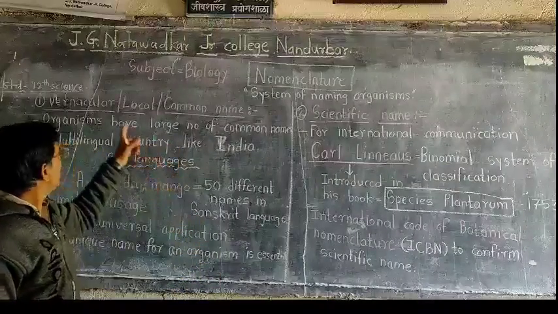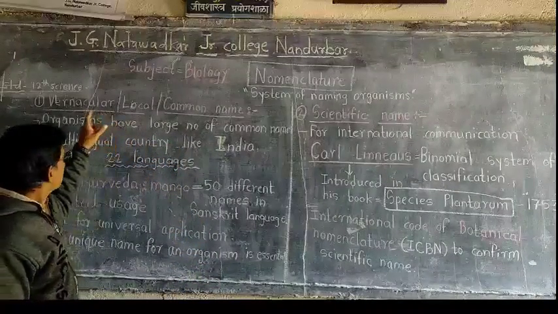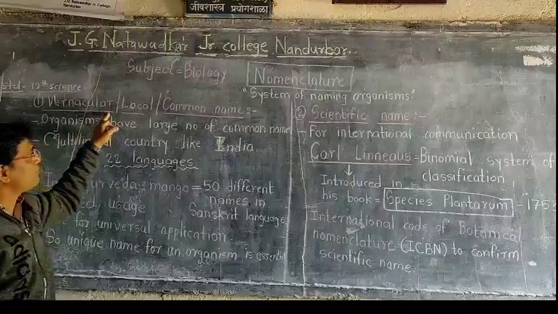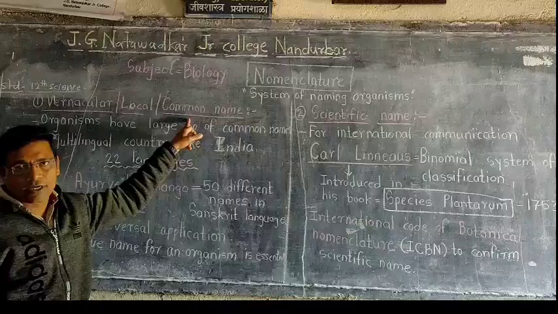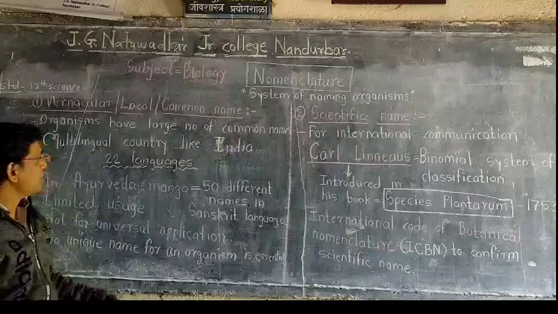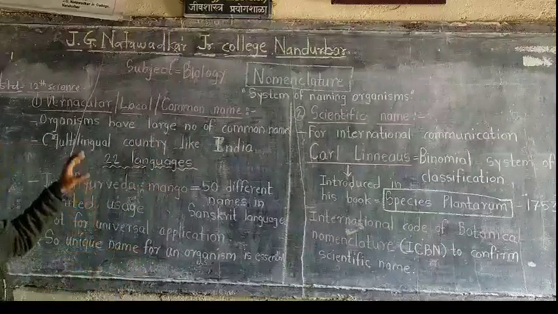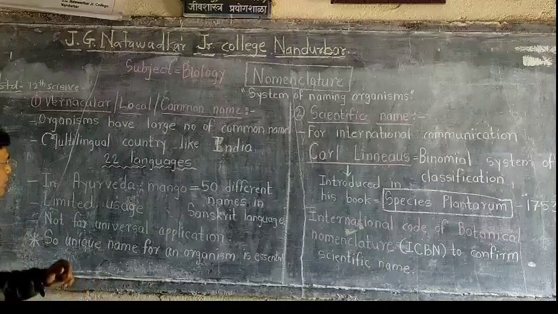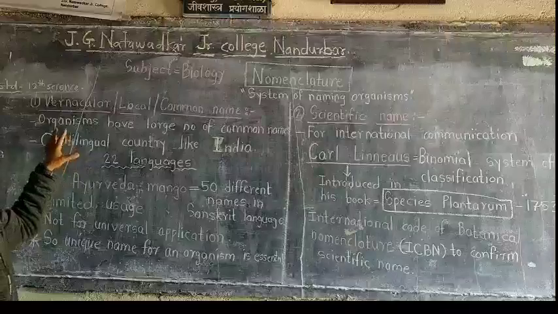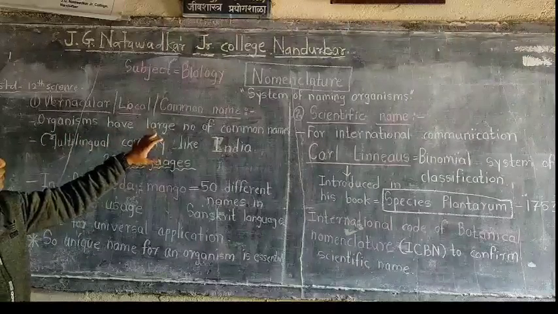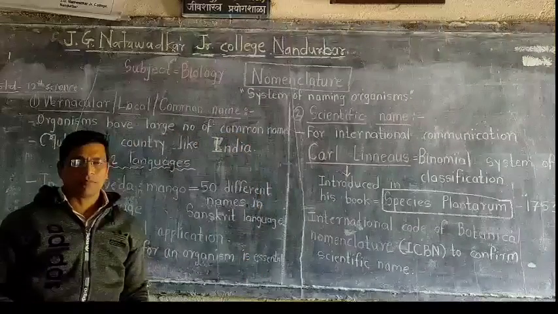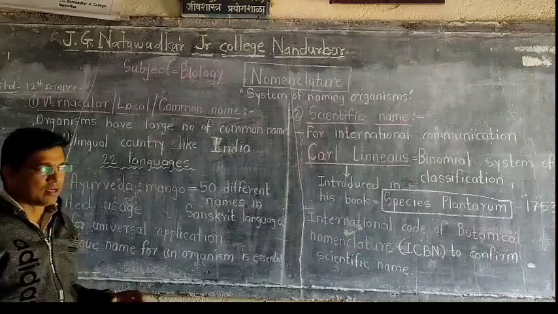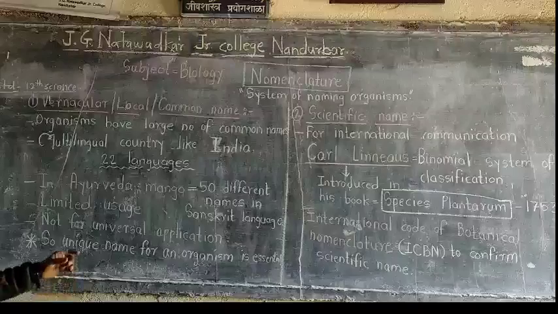There are two kinds of names of an organism: the vernacular name, or local name, which is also called the common name. Why is this called a common name? Because it is restricted to a particular area only. What is meant by that? Any organism has a large number of common names where languages are more.